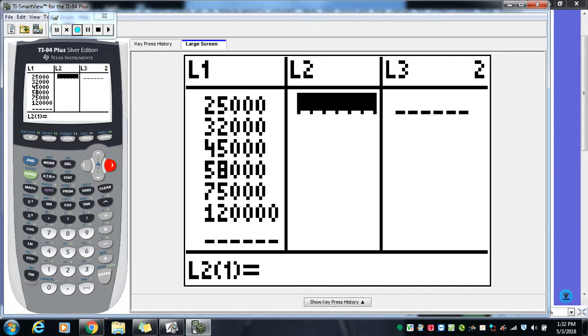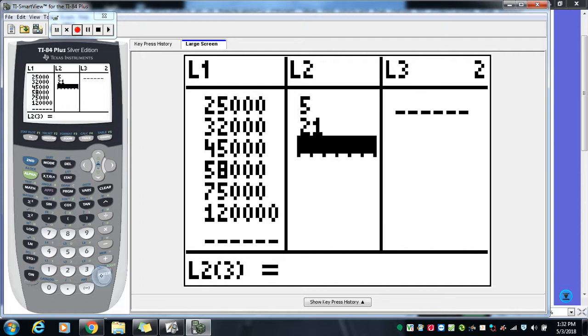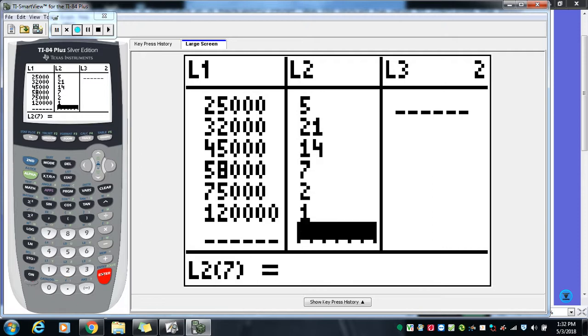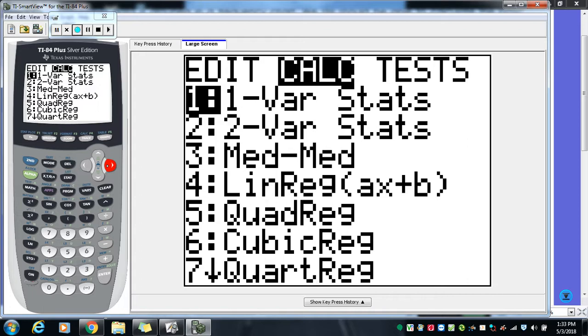So then under your list 2, that's where you would put your frequencies. So 5, 21, 14, 7, 2, and 1. So it looks pretty much just like your table on your paper. L1's got our salaries, L2's got our frequencies. So we are still talking about just one variable though. Even though we have two categories here, we still are just talking about the salary. So there's just one thing we're talking about. So we're still going to do just one var stats.